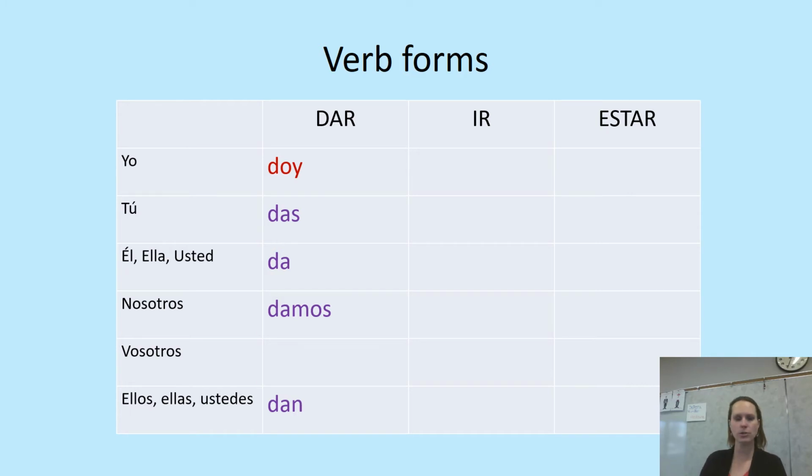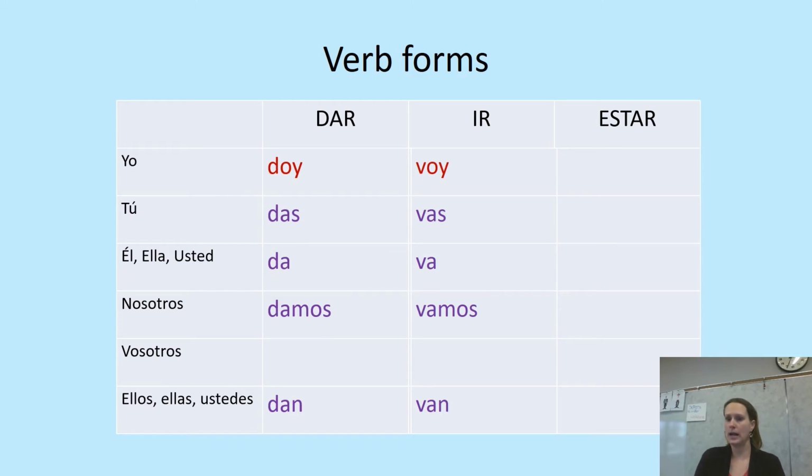Los alumnos no dan la tarea. The students don't give the homework. All right, so dar is not one that we're going to use too often in this chapter, but know that the yo form is doy. All right, on to the next verb, ir, very common verb. Ir means to go, and we're going to be using this a lot. The yo form is voy.